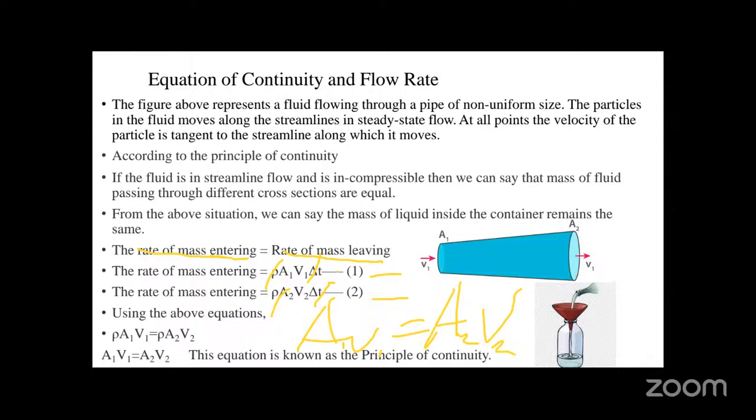A1, A for area 1, V1 for the speed at which the fluid is entering, that is in area 1. Then at the other part, we have area 2, then V2, which is the speed at which the fluid is leaving. So A1 V1 is equal to A2 V2. This equation is known as the principle of continuity.